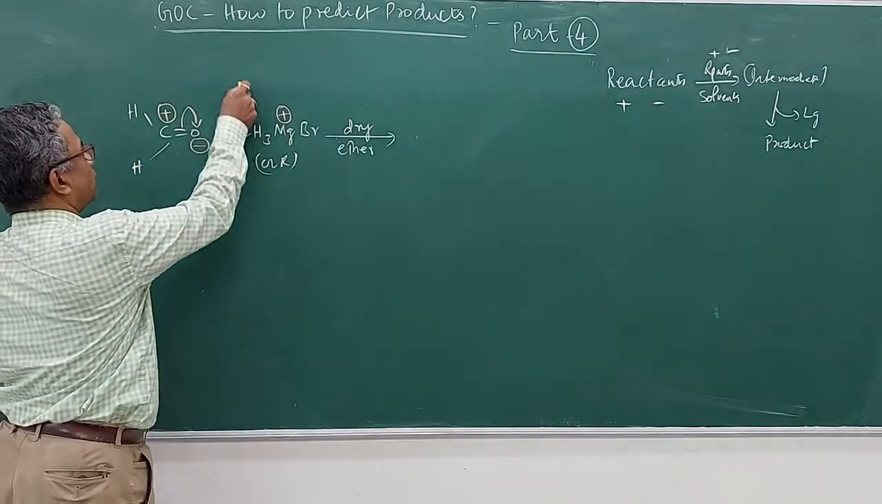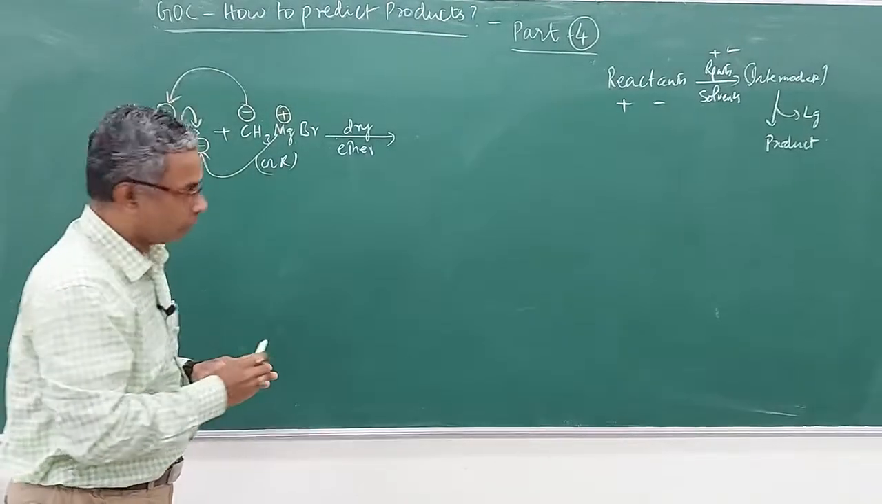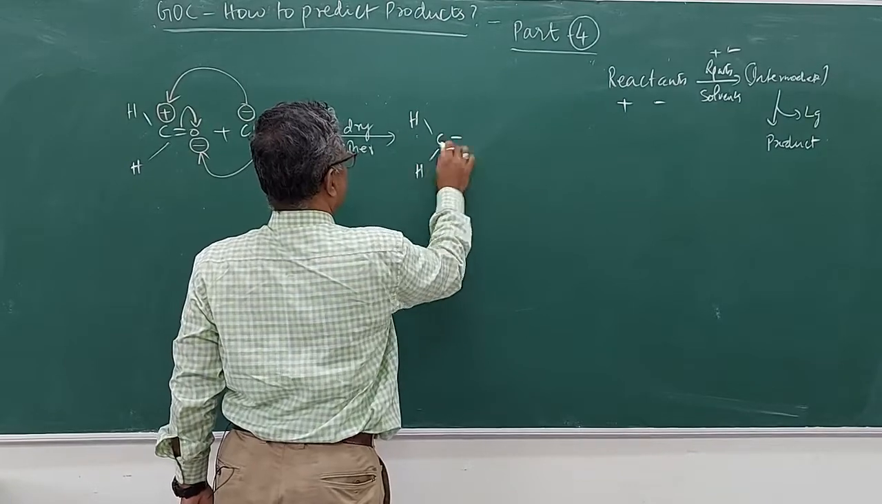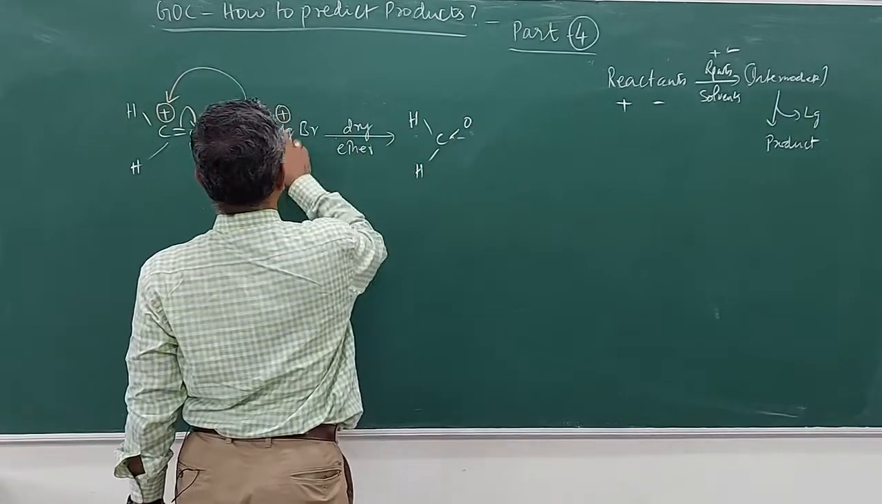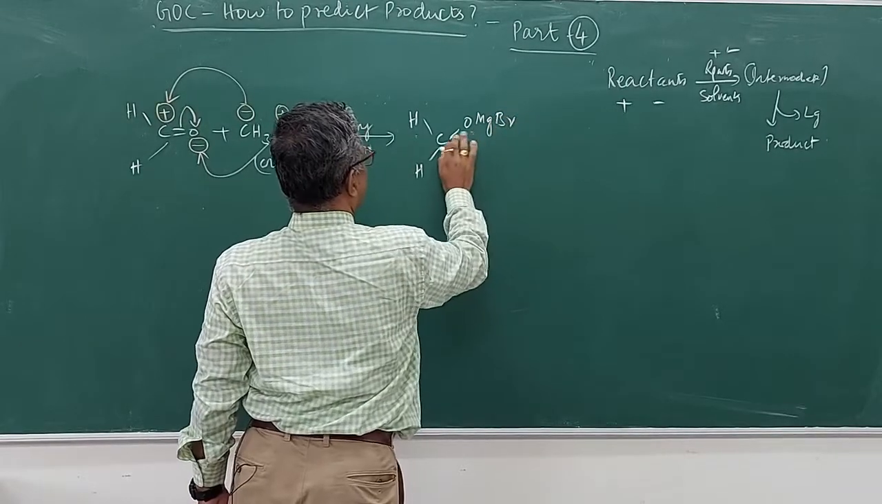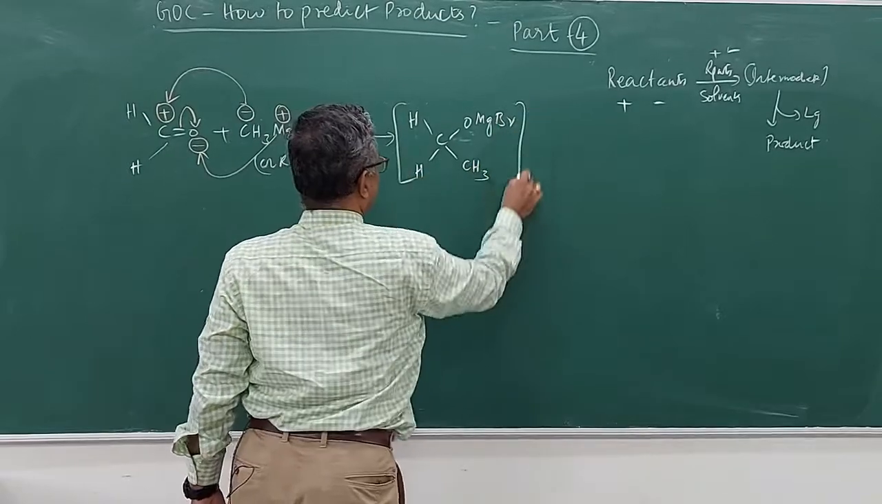Now minus will go and get attached to plus, and plus will go and get attached to minus. Let us see how it operates. You have H, C, and O. To this O, the MgBr will come and get attached, and then you will have the CH3 here. This is what you call the intermediate.